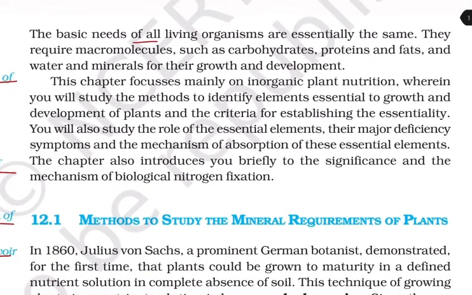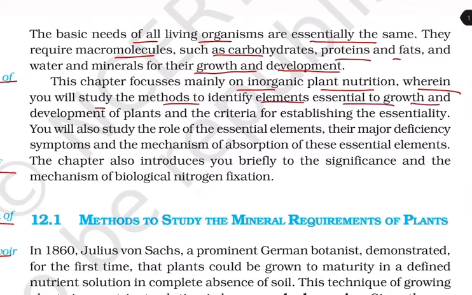The basic needs of all living organisms are essentially the same. They require macromolecules such as carbohydrates, proteins, and fats, and water and minerals for their growth and development. This chapter focuses mainly on inorganic plant nutrition, wherein you will study the method to identify the elements essential to growth and development of plants and the criteria for establishing the essentiality.